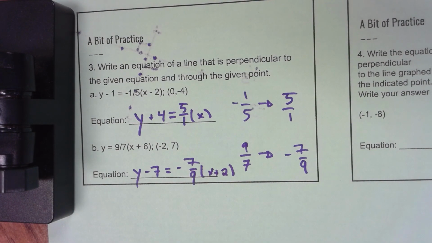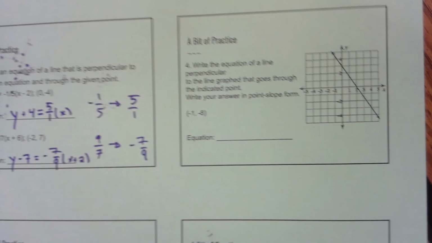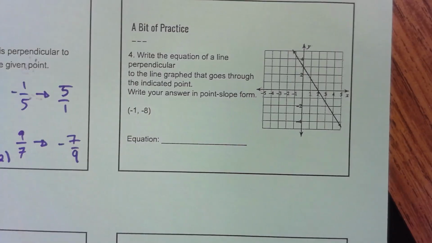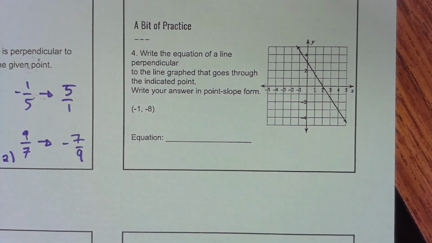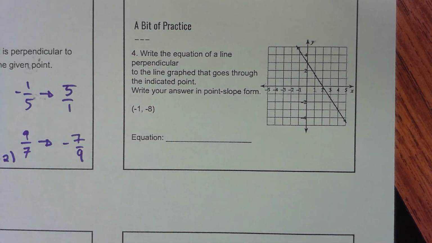And now we're going to have to take the slope from a graph and do a little bit of finding slope. So let's do this one together real quick. So it says write the equation of a line perpendicular to the line that is graphed and goes through the indicated point. Write your answer in point slope form.